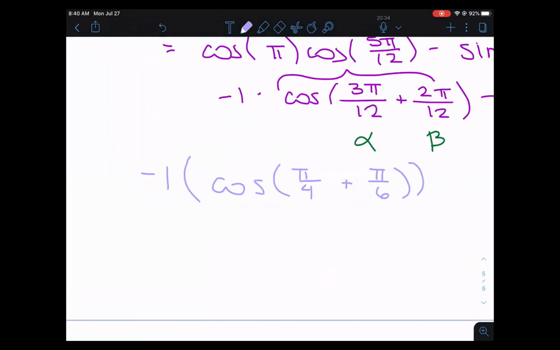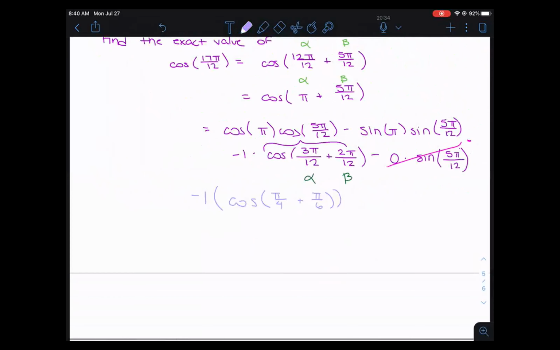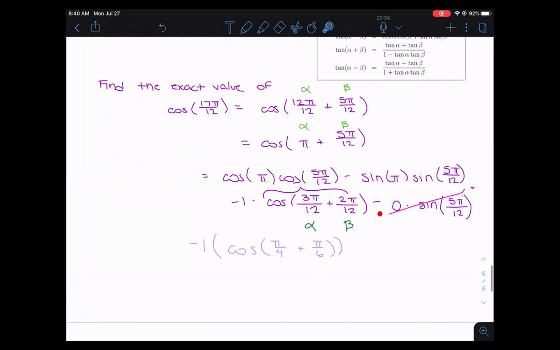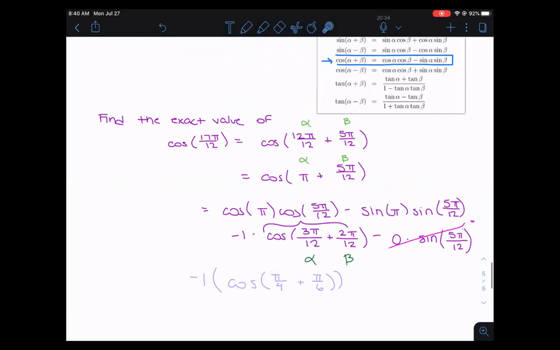And now let's actually do the whole change of everything. So again, remember that we don't have to bring this part down because sine pi is just 0, so that just cancels this term out, because anything times 0 is 0. Okay, so now let's go back to this formula. The formula says that we're going to take cosine of alpha. I moved them. So this is our alpha, and this is our beta.